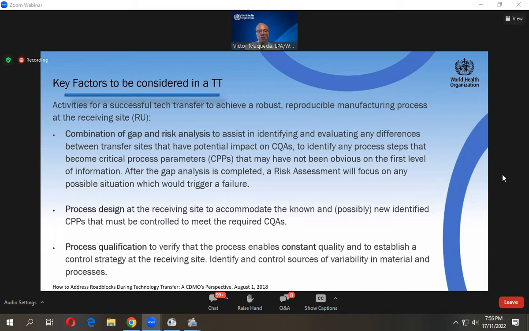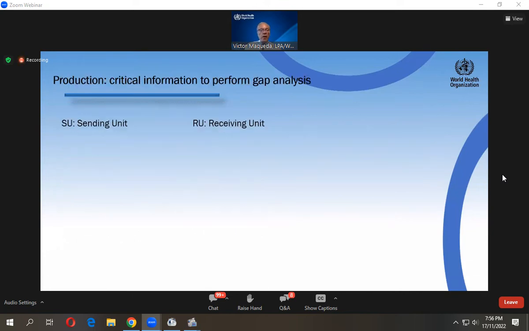So actually, it's like a team whose objective is improvement. So it's very important to understand, we have a sending unit and a receiving unit.